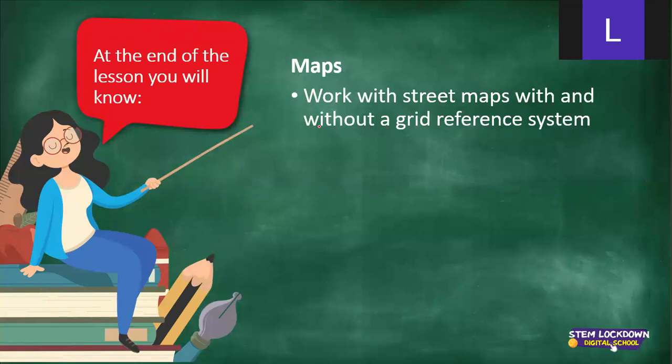At the end of today's lesson, you should be able to work with street maps that have a grid reference or that do not have grid reference. When I say grid reference, I'm talking about this system where you have lines, grids like this. These are called your grid reference system, right? Sometimes you have letters on the one side, maybe the vertical side, and maybe on the horizontal side you have numbers. So this is the grid reference system I'm talking about.